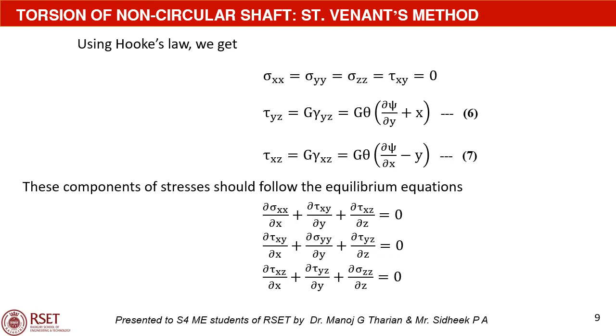Now we make use of the Hooke's law to find out the corresponding stress components. We will get the stress component sigma xx is equal to sigma yy equal to sigma zz equal to tau xy equal to 0. So the only two stress components which exist are tau yz, which is equal to G gamma yz equal to G theta times (dou psi by dou y plus x). The stress component tau xz is equal to G gamma xz, which is equal to G theta times (dou psi by dou x minus y). Now these stress components should satisfy the equilibrium equations given below.